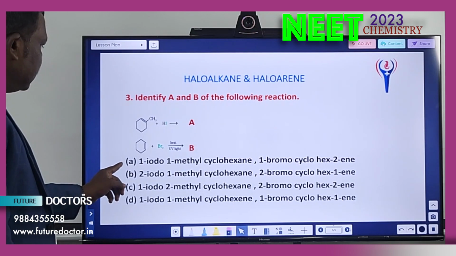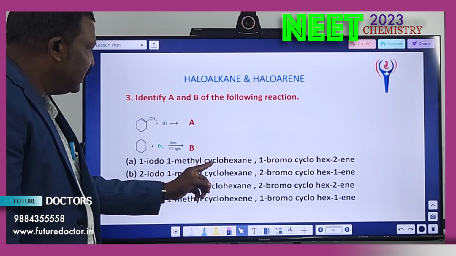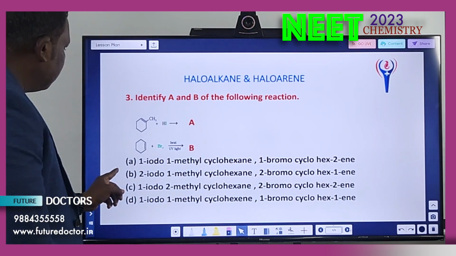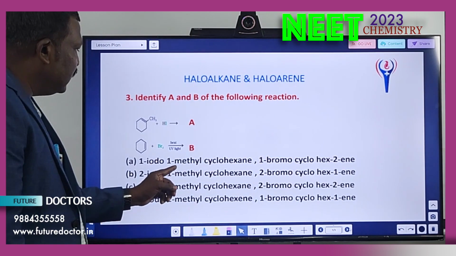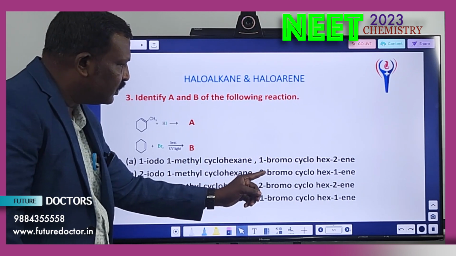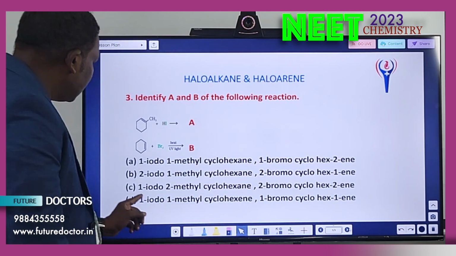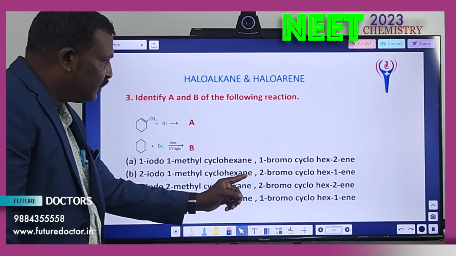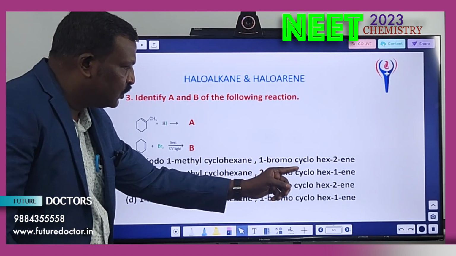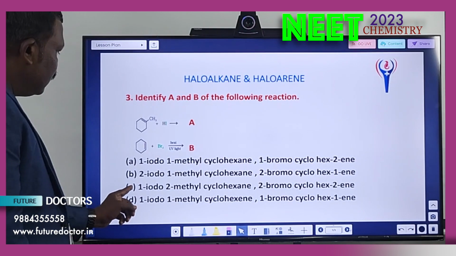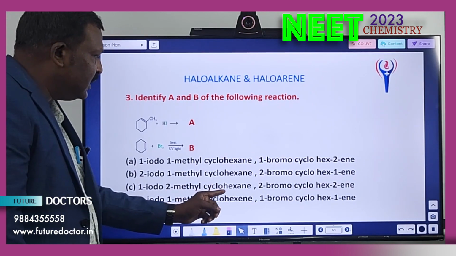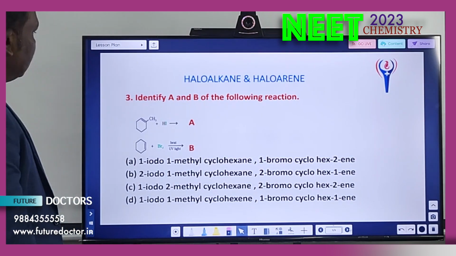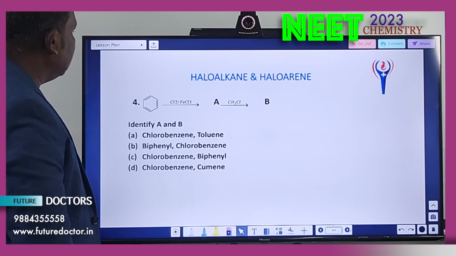Option A, 1-iodo-1-methylcyclohexane, 1-bromocyclohex-2-ene. Option B, 2-iodo-1-methylcyclohexane, 2-bromocyclohex-1-ene. Option C, 1-iodo-2-methylcyclohexane, 2-bromocyclohex-2-ene. Option D, 1-iodo-1-methylcyclohexene, 1-bromocyclohex-1-ene. Okay. Next one. Fourth question.